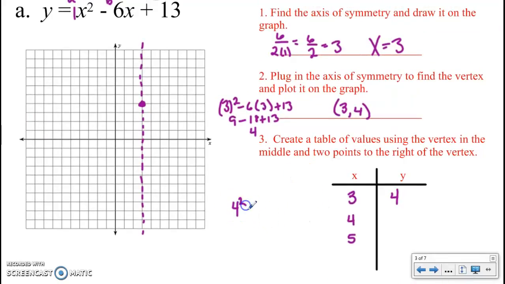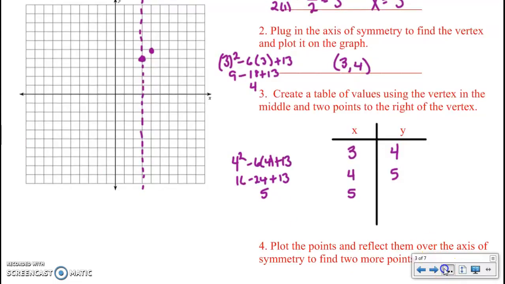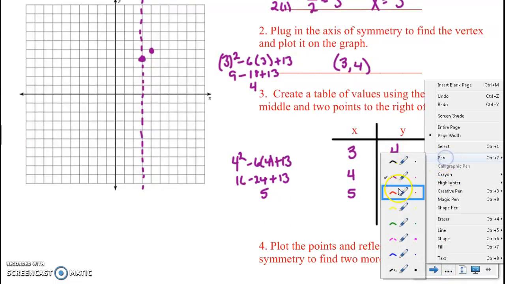So I'm going to do 4 squared minus 6 times 4 plus 13 and simplify. So 16 minus 24 plus 13. So I get 5 for an answer there. So I'm going to go ahead and plot that point, 4, 5. And then I'm going to go ahead and plug in 5 and see what happens. I'm going to show this in a different color just so you can tell the difference.